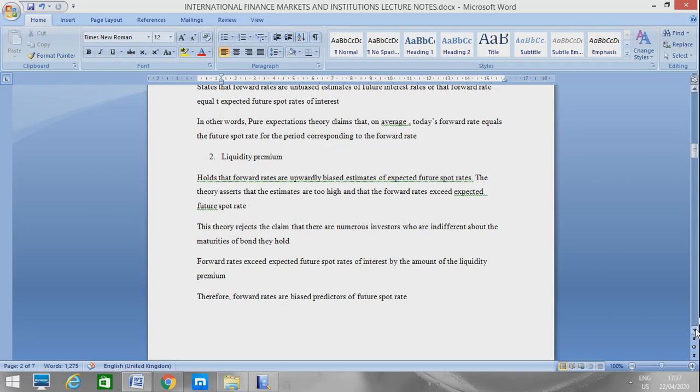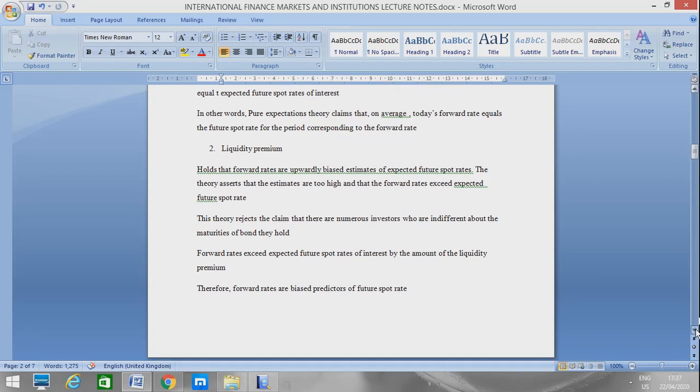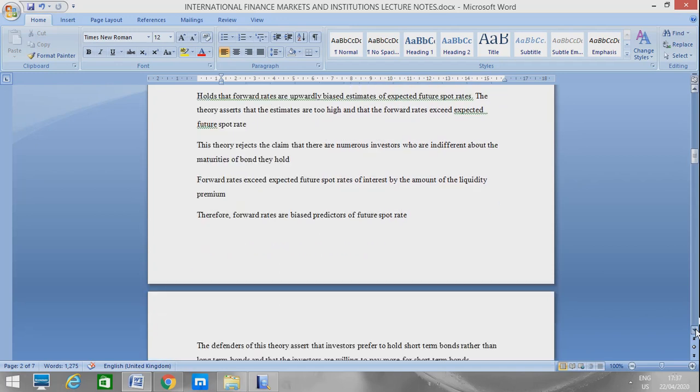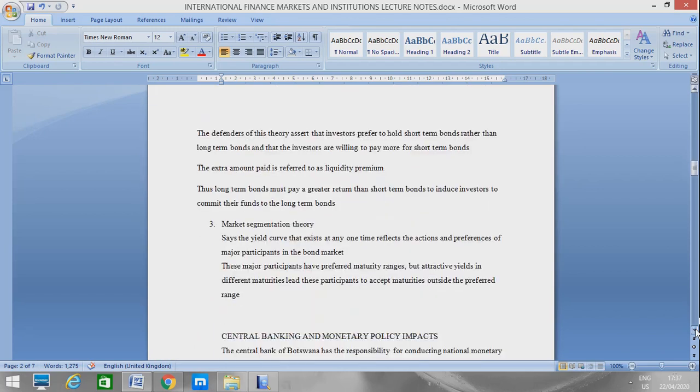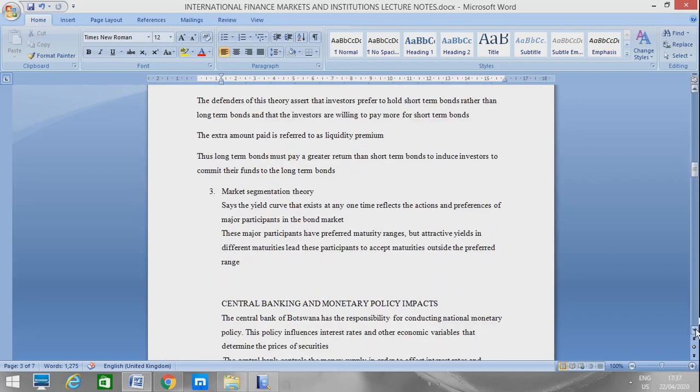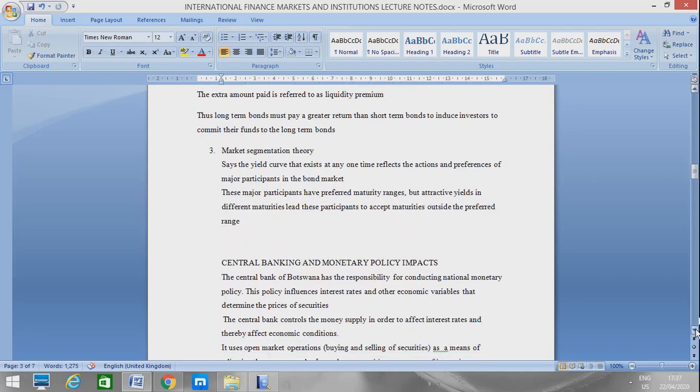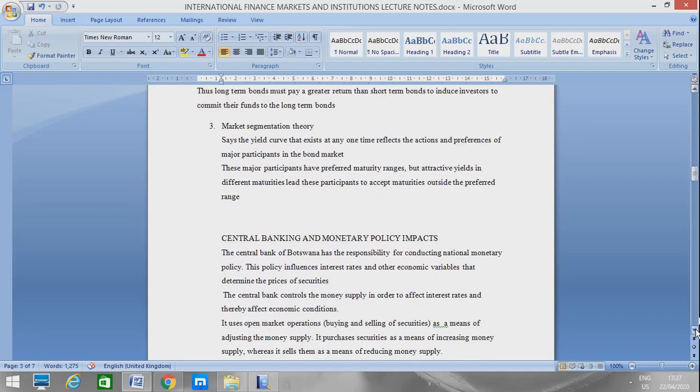Then we are moving on to the central banking and monetary policy impact. The Central Bank of Botswana has the responsibility of conducting national monetary policy. This policy influences interest rates and other economic variables that determine the prices of securities. So what central banks do is play around with the money supply. They use open market operations, that is buying and selling of securities, as a means of adjusting the money supply.